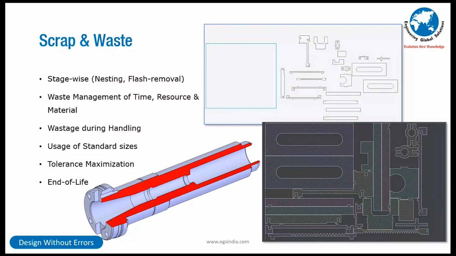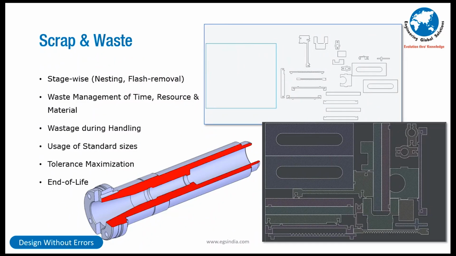The waste management of time, resource, and material. This is absolutely important. You need to observe, okay, this particular station's manufacturing is taking 5 minutes. How can I reduce it to 3 minutes? What should I do from my side? Okay, I don't need to have a fixture. The setup time is taking 1 minute. So I'll use one of the components itself as a fixture and go about doing it. Then I don't need this, and I don't need to compensate for the tooling tolerances there.